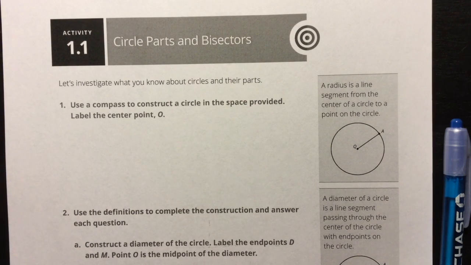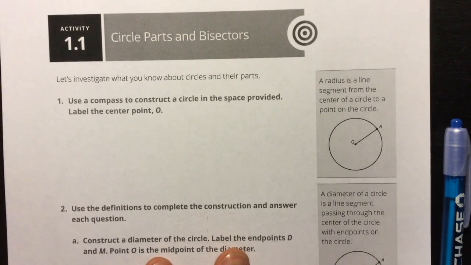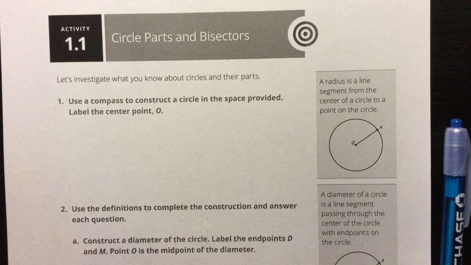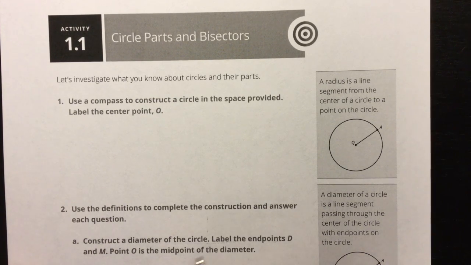We are in topic 2, still in packet 1, running circles around geometry. This video is for activity 1.1, as you can see here, circle, parts, and bisectors. For this section, you are going to want a compass and a straight edge. If you don't have both of those things, you can still follow along, but it would be great practice for you to go ahead and have those things if you have access to them.